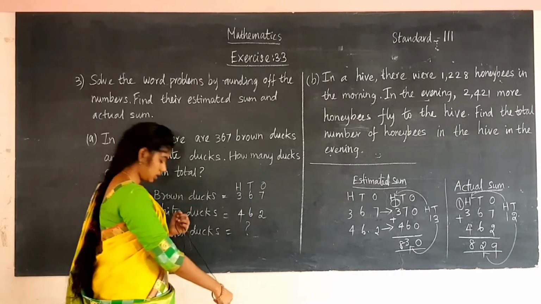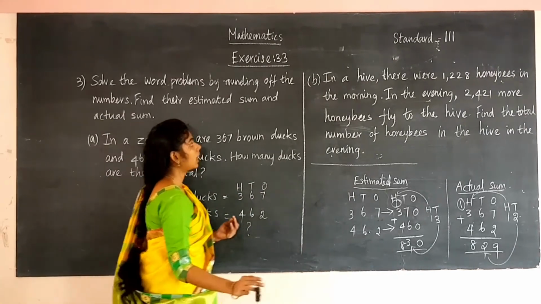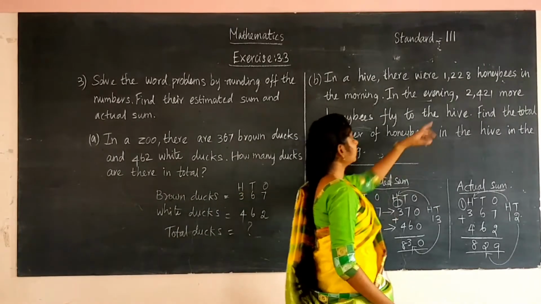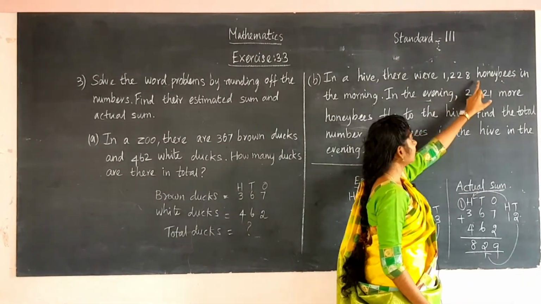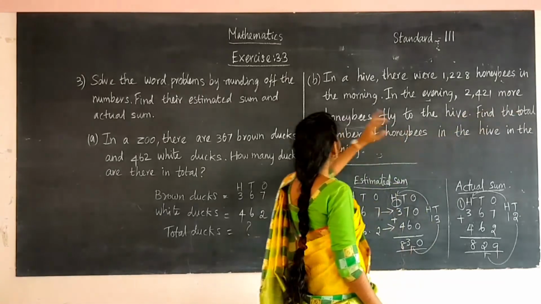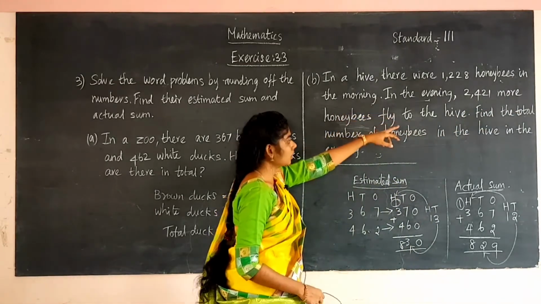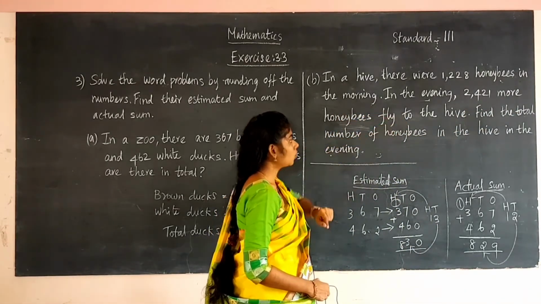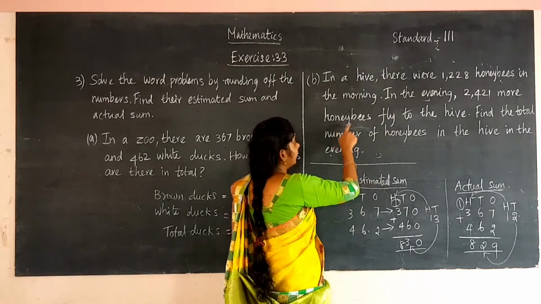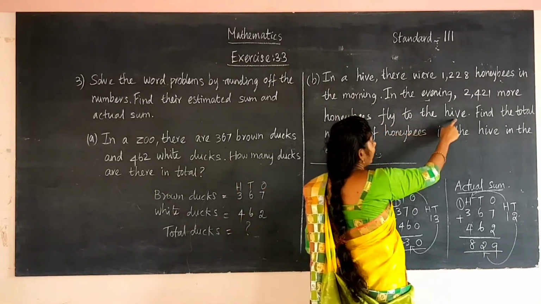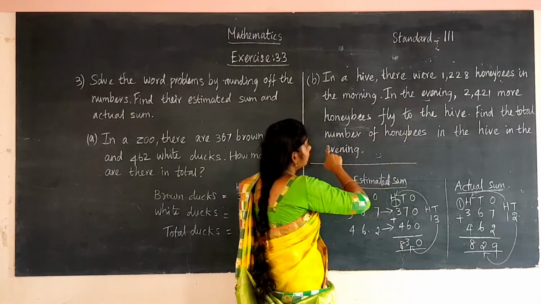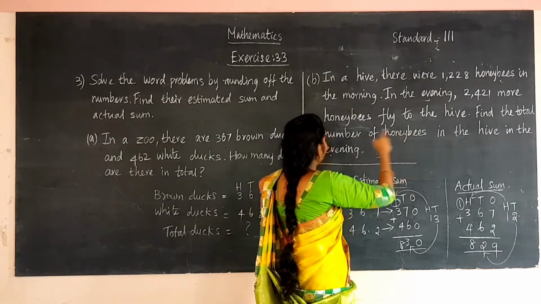Likewise, the second sum also. In a hive there were 1228 honey bees in the morning. In the evening 2421 more honey bees fly to the hive. Find the total number of honeybees in the hive in the evening.